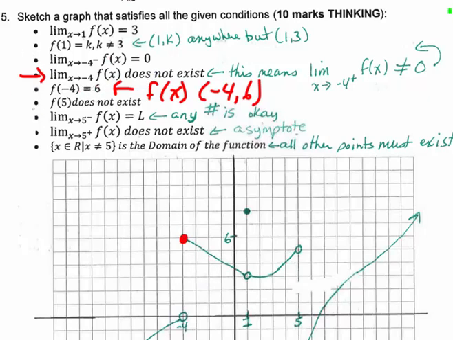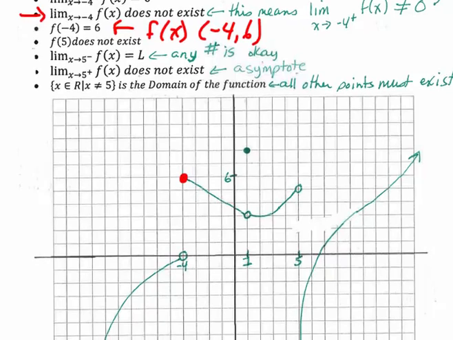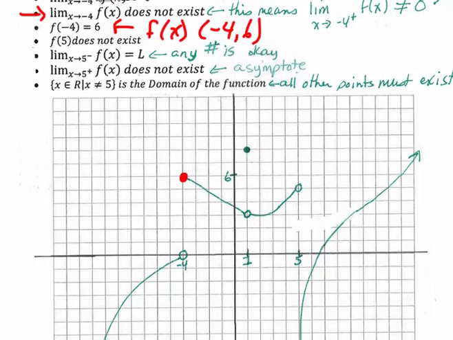Let's see, f at 5 does not exist, so of course that just tells me that I can't have a point at 5. In this section I have a hole at 5, and then eventually with some of the other information I ended up with an asymptote. So let's see what the other information is.